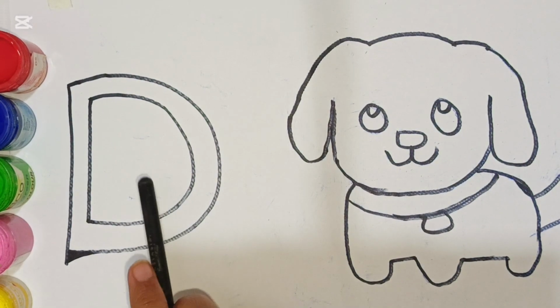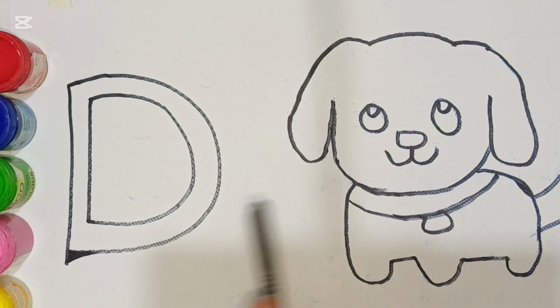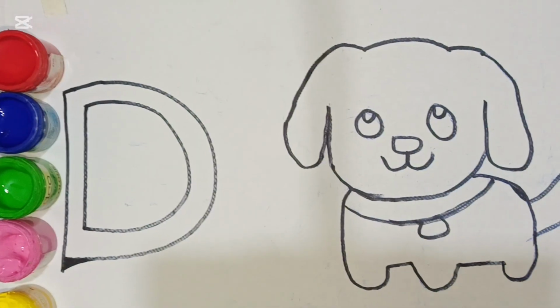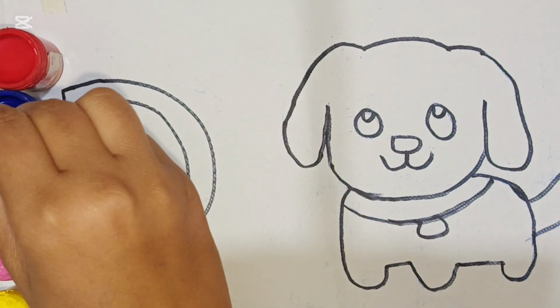Now the alphabet is D. D for dog. This alphabet is D. D for dog.